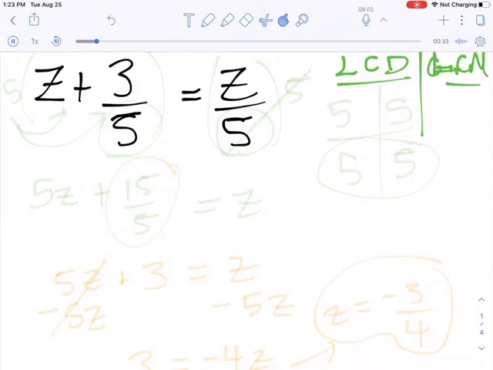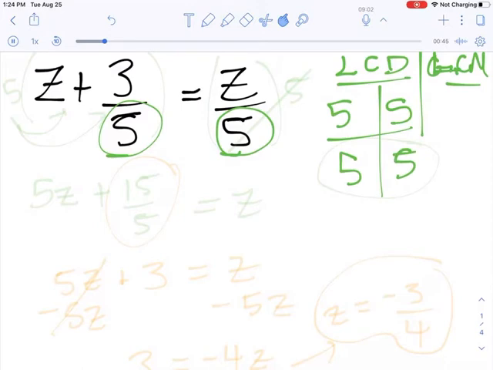So we're looking at our denominators, which is 5 and 5. And so we're looking for the least common denominator of 5, which means we're looking for multiples of 5. Well, just because I'm trying to make this super clear, our first multiple of 5 is actually 5. So that's what we're going to multiply both sides by. So multiplying both sides by 5 is going to look like this.